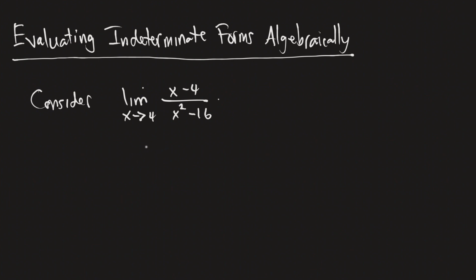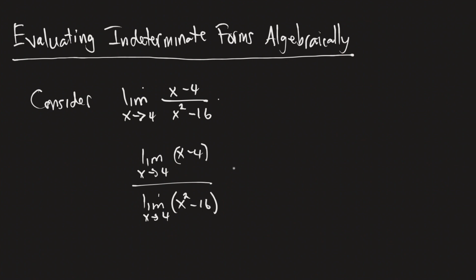And what happens is, in this case, we can try to take the limit of the numerator and then divide that by the limit of the denominator. All right. But if you notice, something interesting happens. The limit of the numerator, if we just evaluate 4 minus 4, is 0, and the limit of the denominator is 4 squared minus 16, which is also 0. So when we evaluate the top and the bottom separately, we get 0 and 0.